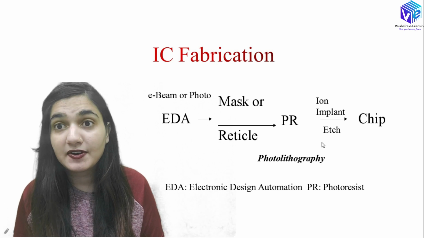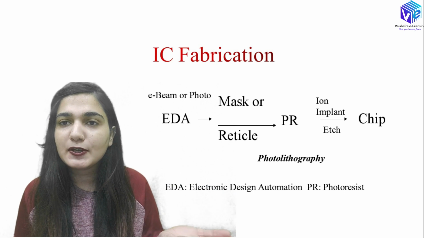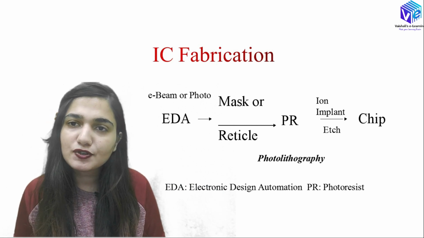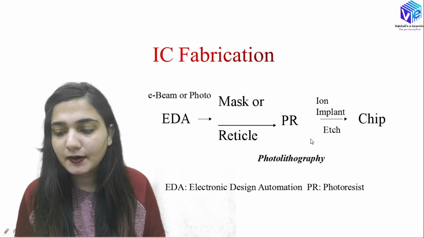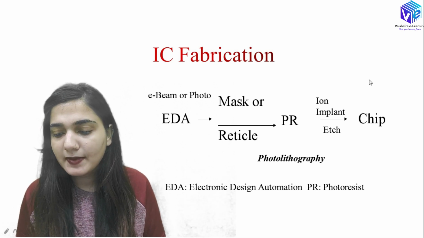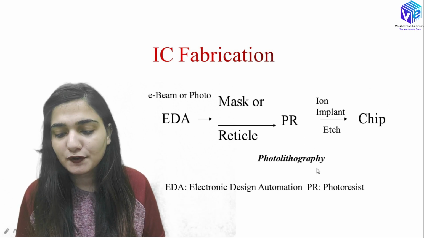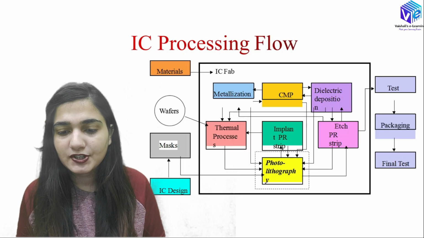After etching I will have the bare substrate, and on the bare substrate I will use either the ion implantation process or the diffusion process, and I will make the mask, and with the help of this ion implantation process I will make the doped region, and this is how we make the final chip. So PR stands here for the photoresist, EDA stands for electronic design automation.